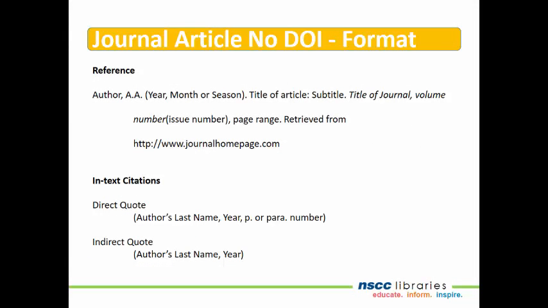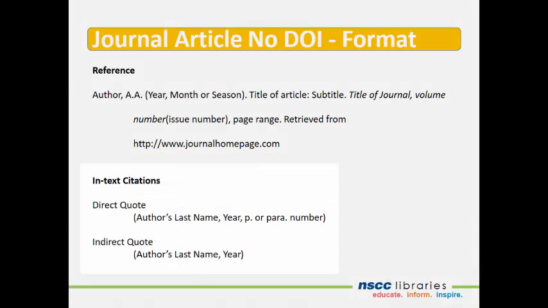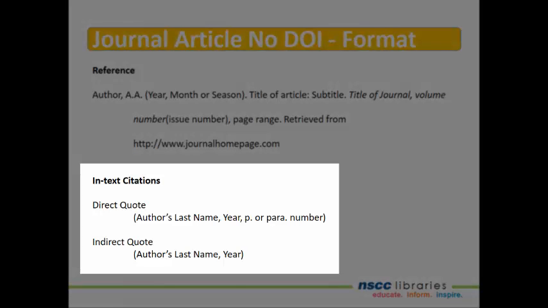If the journal article does not have a DOI number, find the URL or web address of the home page of the journal. Do not use a direct link to the article. After the pagination, add retrieve from and the URL. The in-text citations for direct and indirect quotes follow the standard format.